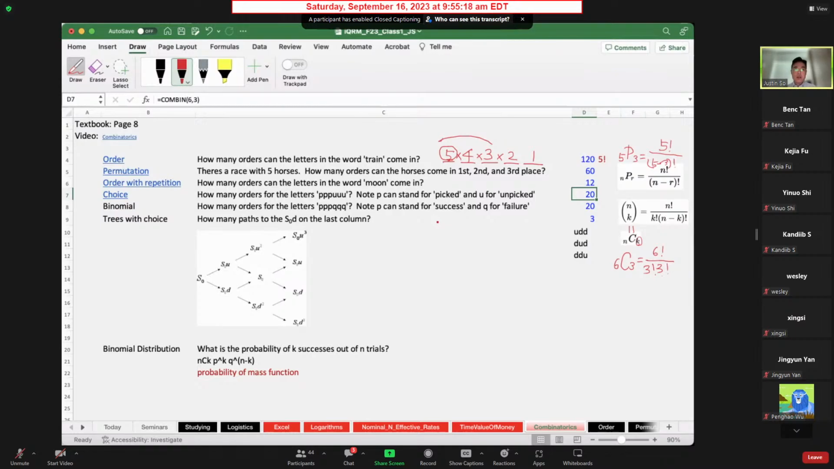Before getting there, one more example, because this example comes from option pricing with the binomial tree.